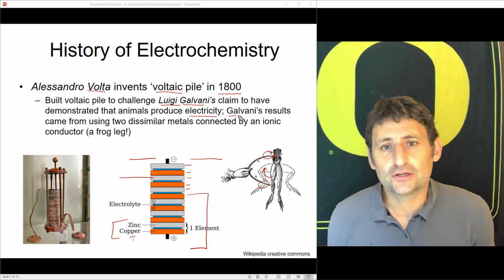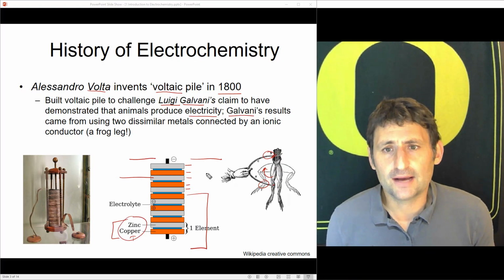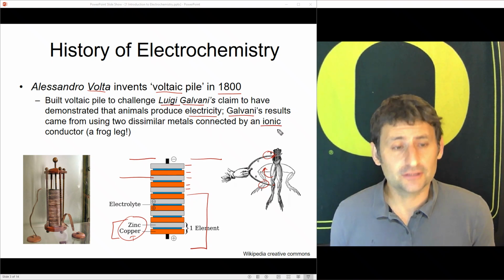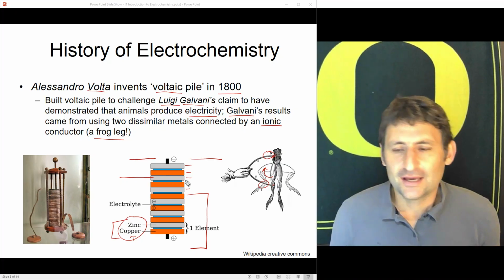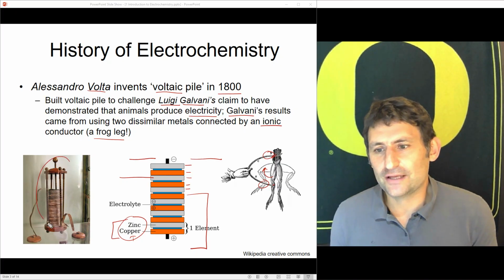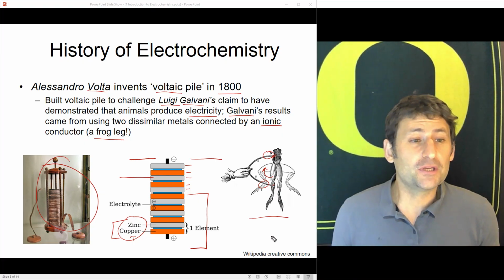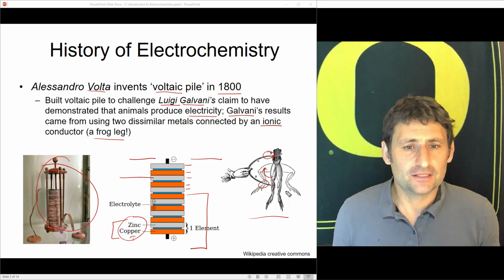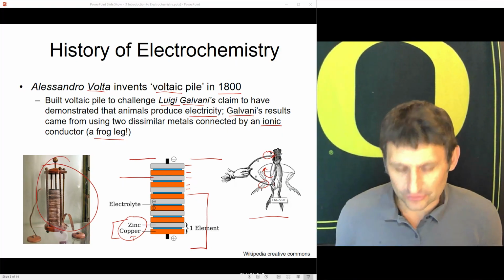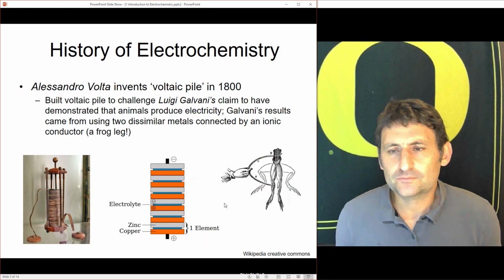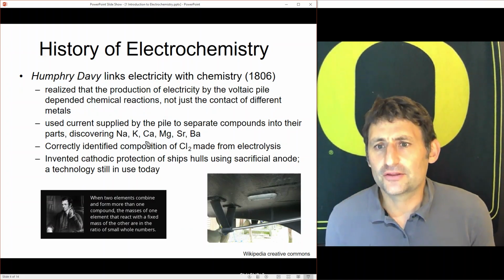But Galvani's results came from using two dissimilar metals, for example, zinc and copper, connected by an ionic conductor, so a material, an electrolyte that conducts ions, and that is the frog's leg. And so what Volta did is he actually invented the battery to show that you could get electricity from a purely artificial system. So that the soul of the animal was not involved in the electrical response. This was incredibly important, and Humphry Davy is another key figure here.